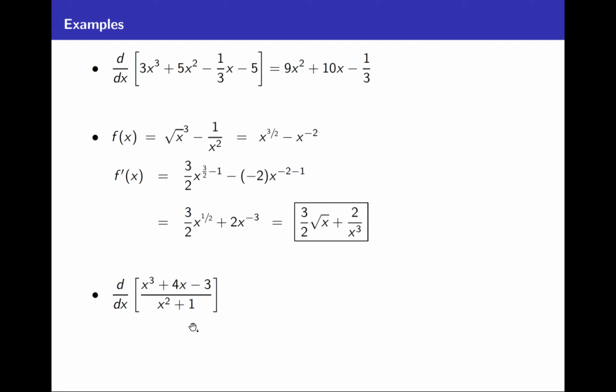Well, in order to apply a rule, your function has to fit the pattern. And this is not a sum or difference of functions. It's not a power. It's not a constant. It's one complicated function divided by another complicated function. We actually don't have any rule that tells us how to find the derivative of a function divided by itself. So there's no rule for this yet. So right now we can't find this derivative. There's no rule yet. Now we will come up with the rule in a couple of lectures, but for now we can't do it. And that's important to realize.